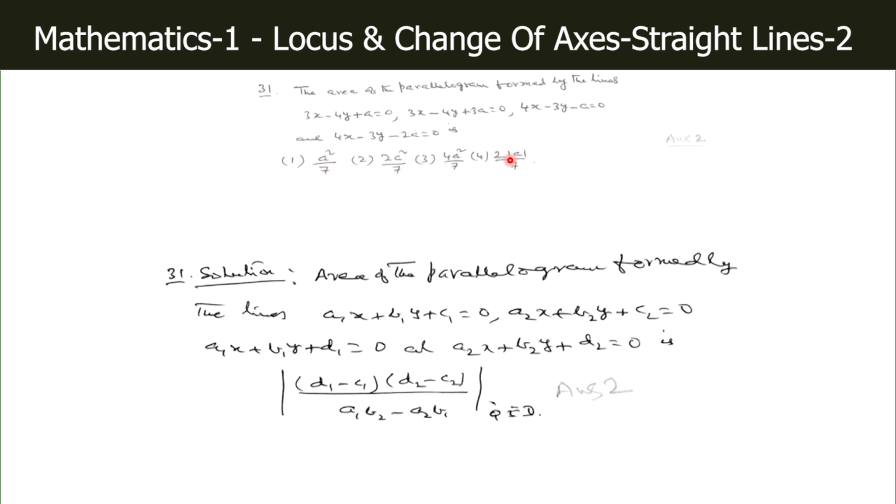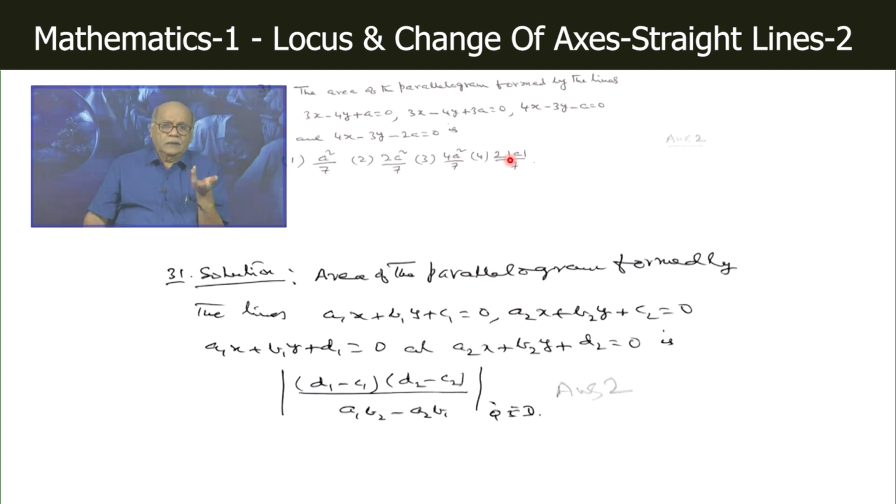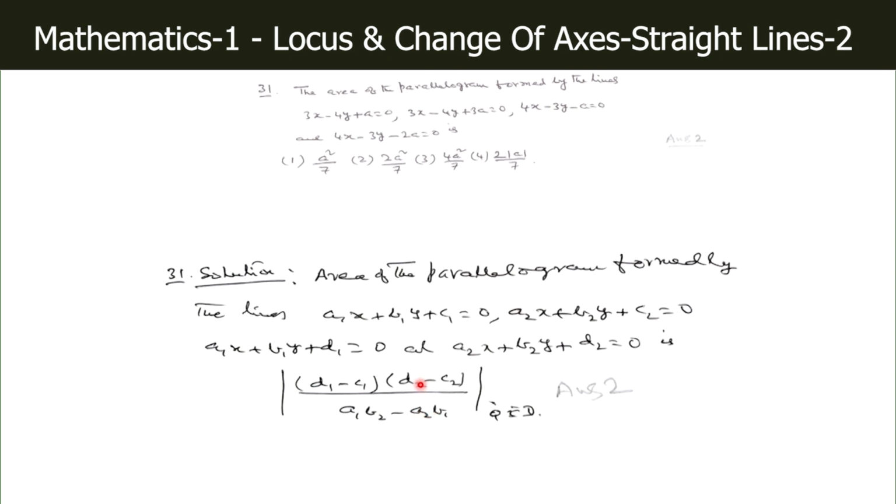And now here everybody knows that it is derived in your classroom. The area of a parallelogram whose sides are a1x plus b1y plus c1 equal to 0, a2x plus b2y plus c2 equal to 0, a1x plus b1y plus d1 equal to 0, and a2x plus b2y plus d2 equal to 0 is the modulus of (d1 minus c1) into (d2 minus c2) by (a1 b2 minus a2 b1). So here the formula is easy to remember.